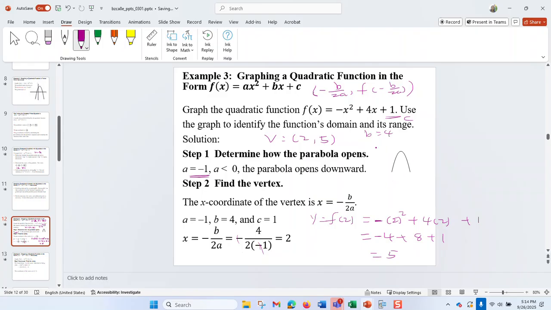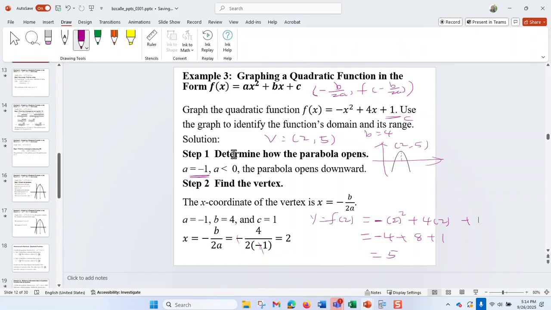Okay, (2, 5), and probably somewhere right here. All right, this is (2, 5), and it's facing down. So that is how you can find a vertex, this one right here. You don't have to convert it into the vertex format. Using this one will be much easier.